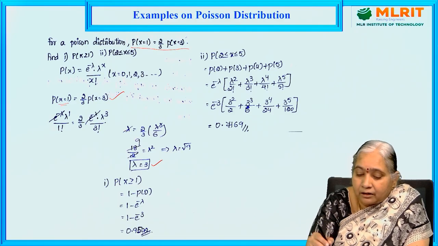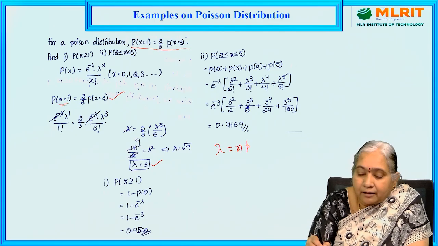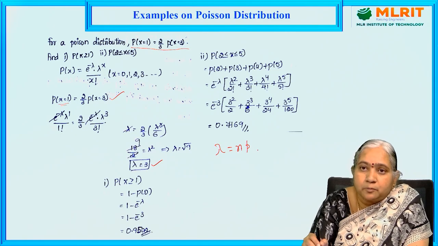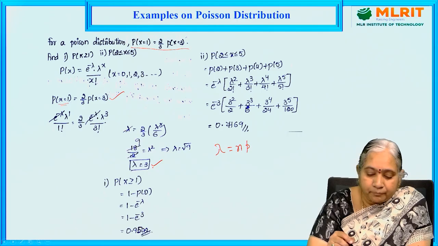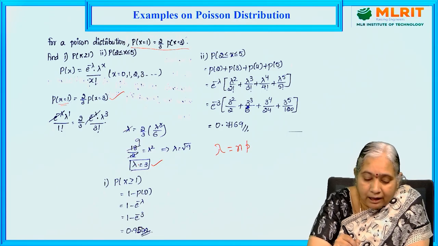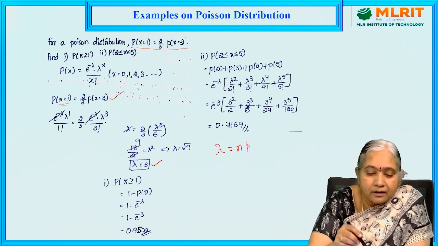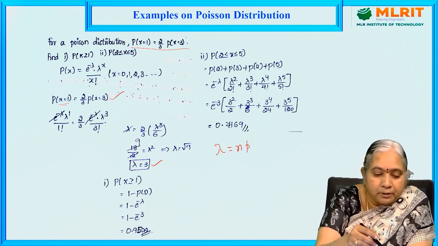Since lambda equal to NP, N is number of times the experiment done, P is probability, both values are positive. So that's why lambda also positive. So lambda equal to 3. Now this is the parameter of Poisson distribution, lambda equal to 3 after solving this relation. Now we find the probability from this parameter.